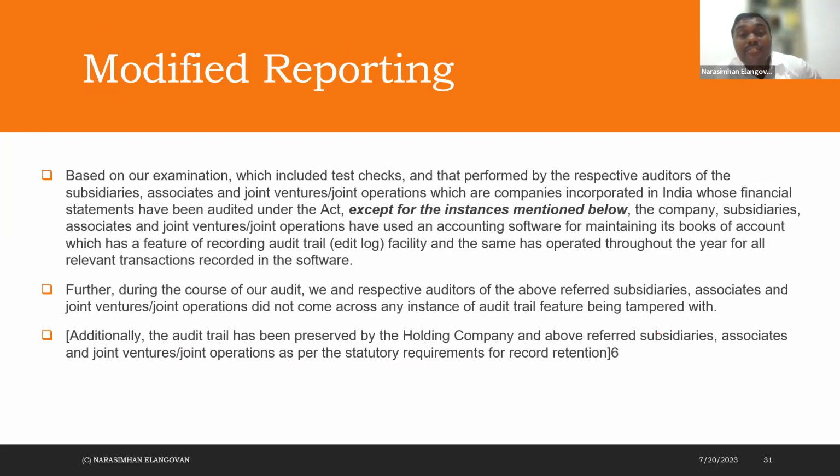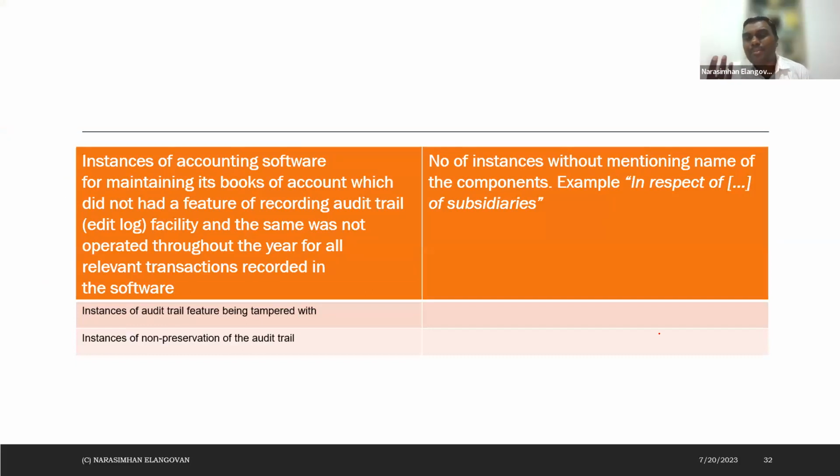In case of a modified reporting, you use the same wordings, but you add the words except for the instances mentioned below. Based on examination, except for the instances below, we noticed that in all other cases it is applicable. Same as how we report under SA 700, the same requirements come into picture. You can prepare a table like this if you want to modify this. This is like a thorough reporting where you talk about those tables, clauses, etc. Absolutely fine. You are free to go ahead and modify this.